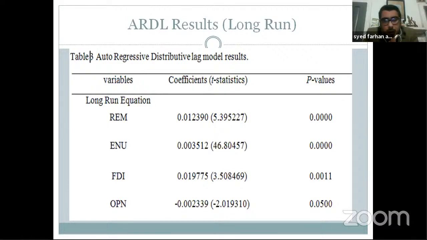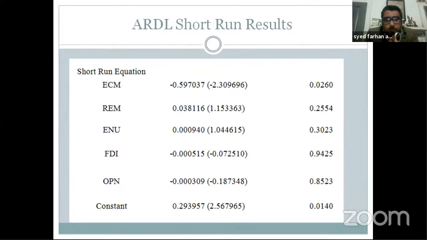Whereas FDI is also showing the same significant and positive relationship, but if we look at openness to trade, that is a negative relationship and also significant. The reason is discussed in the next slide, why openness to trade is showing this negative relationship. So these are the results for the short run, where none of the variables is showing a positive relationship. From here we can conclude that in the long run the impact of remittances on environmental degradation is positive.